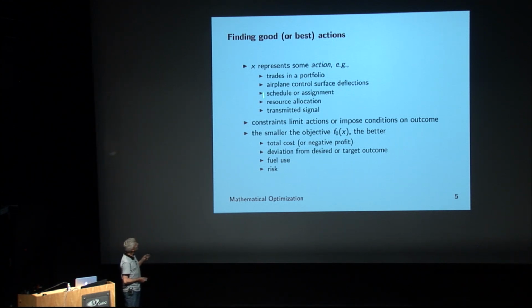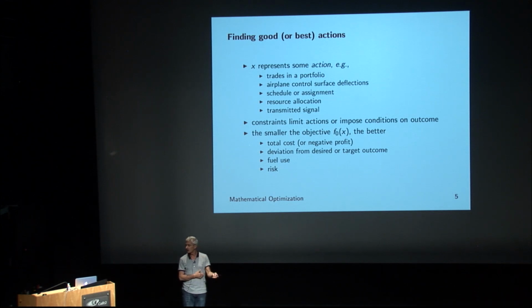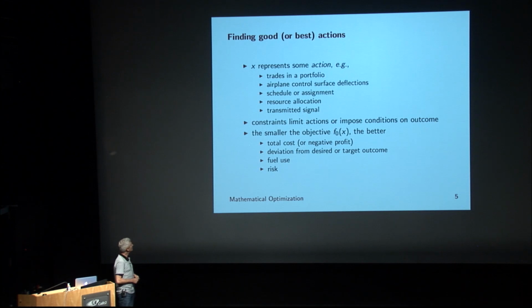The cost might be something like the deviation from a desired or target outcome, so how far are you from some desired target outcome? It could be fuel use. It could be the total power. It could be risk in finance. So you could set it up in such a way that you'd say, I want an expected return of this, and among all things that achieve that, I want you to minimize the risk. Okay, so this is the simple and obvious idea of what optimization is. You choose these variables, and then you carry them out.